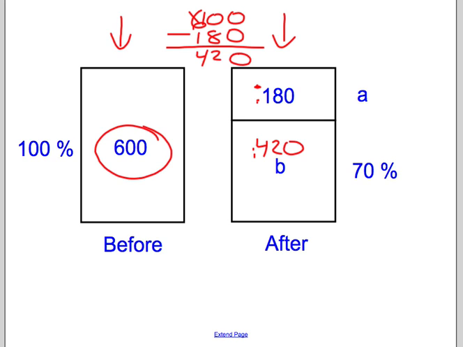How do I find A? A is a percent value. The total percent has to be 100. You have 70. 70 plus what gives you 100? Well, we'll take 100 minus 70, and that's 30%. Okay.